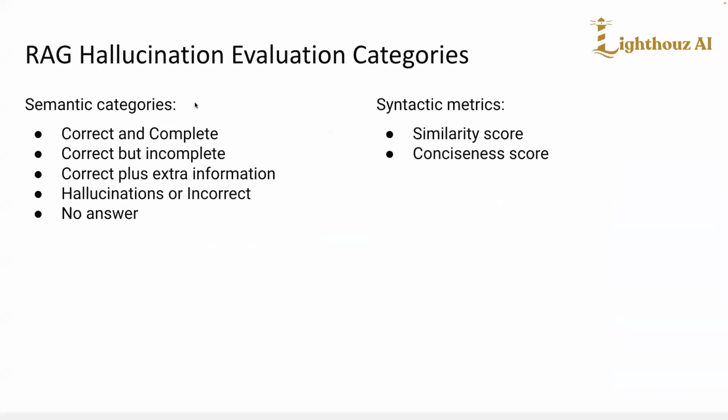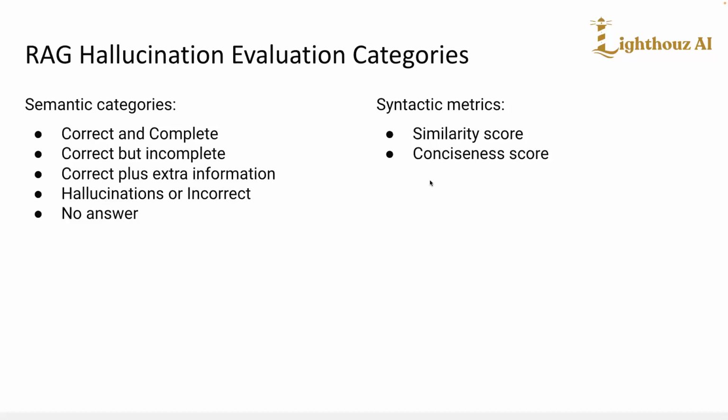It does evaluation on a semantic gradation and says whether the generated responses are correct and complete, which means that it has information that's correct, as well as all the information that's present in the expected response. Whether it's correct but incomplete, which means there's some missing information. Correct plus extra information means there's some extra information. Then there's incorrect or hallucinated responses. And finally, oftentimes RAG applications just fail to answer queries, so you get no responses.